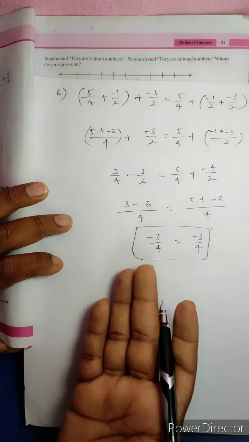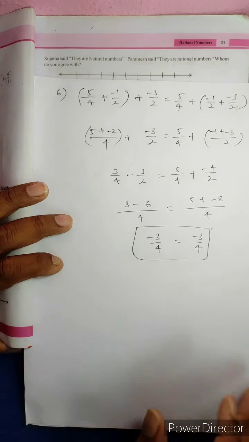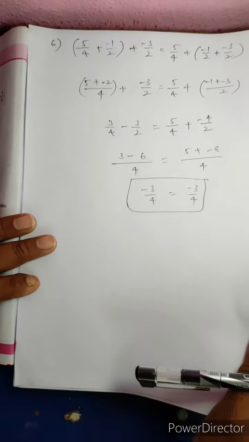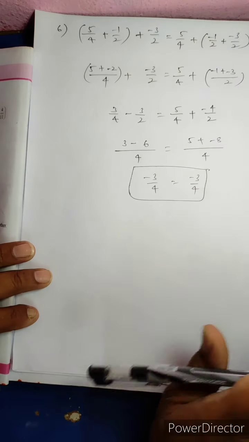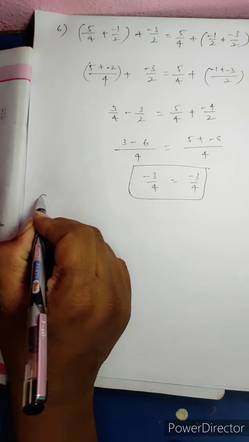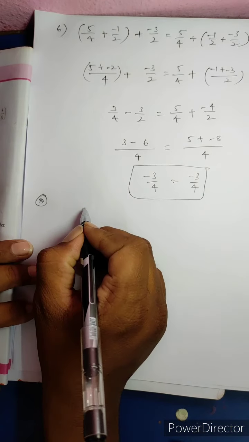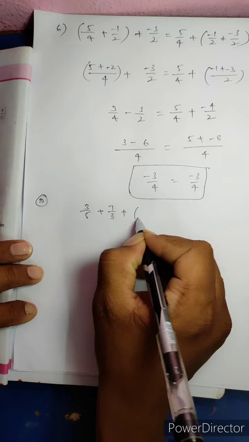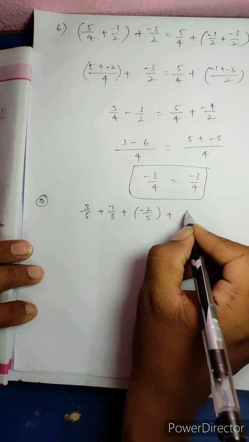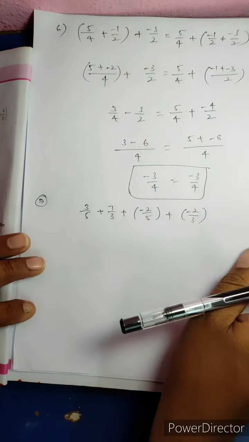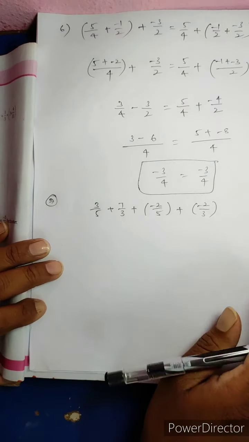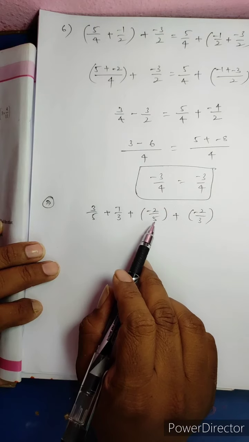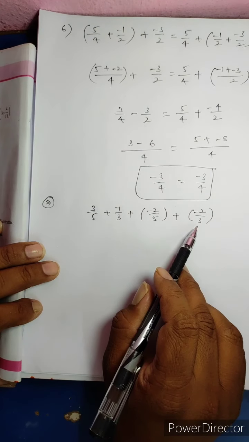We verified, we got the same answer. So these two are associative property under addition in rational numbers. Now seventh one. Evaluate 3 by 5 plus 7 by 3 plus minus 2 by 5 plus minus 2 by 3 after rearrangement. When we observe these rational numbers, there are two denominators, 5 and 3.